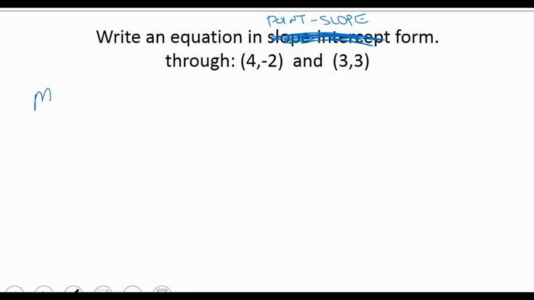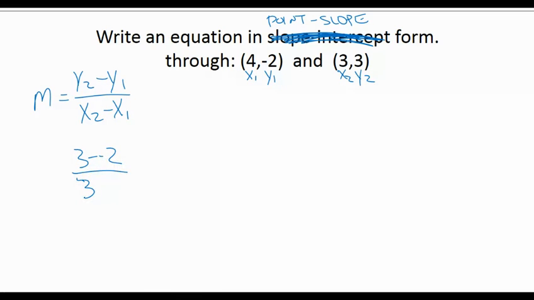But we've learned how to find the slope of a line if we know 2 points on the line. Remember, that was this formula right here, m equals y2 minus y1 over x2 minus x1. That can find the slope of a line between 2 points. So I'm going to label my points here. I'm going to call this x1, y1, x2, y2. And I'm going to find the slope first here. So it's y2 minus y1 on top, so 3 minus -2 on top. On the bottom, it's x2, which is 3, minus x1, which is 4. So when we do that math, 3 minus -2 is 5. 3 minus 4 is -1. So that means my slope is -5.